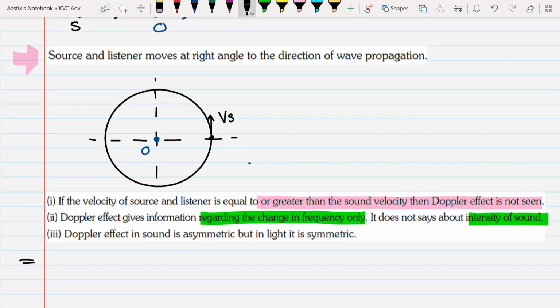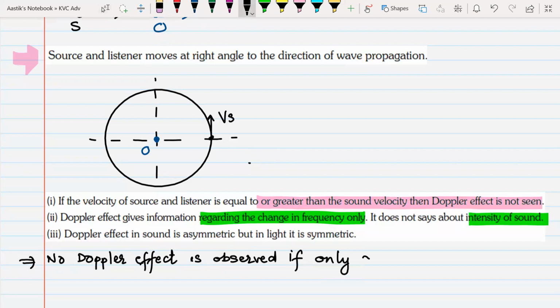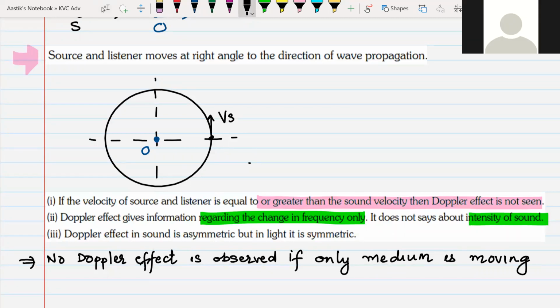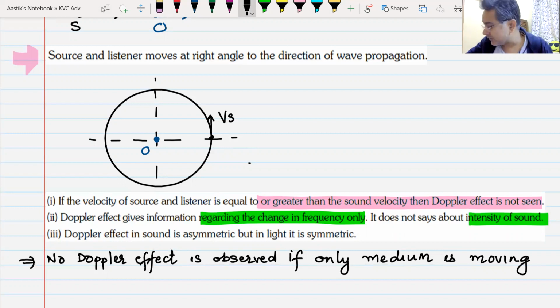One more thing you have to note down. No Doppler effect is observed if only the medium is moving. As you can see, if VO and VS are 0 and only wind is blowing, you will not see any Doppler effect. Do we understand this?